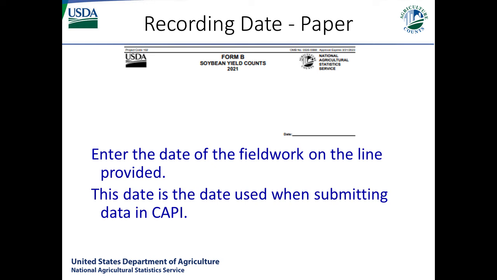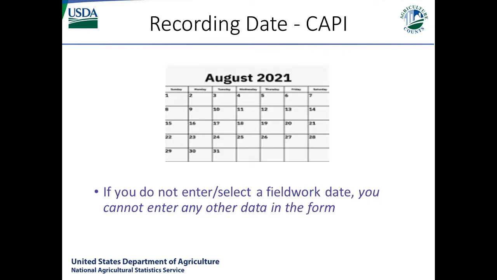The field work date is very important. The 2-digit month plus the 2-digit day is part of the ID field for each sample. So, each sample has a unique ID each month. The point and the sample number don't change, obviously, but the field work date does change each month. This is how we differentiate between the Form Bs for a given sample. The correct field work date must be entered in CAPI before any other data can be entered.